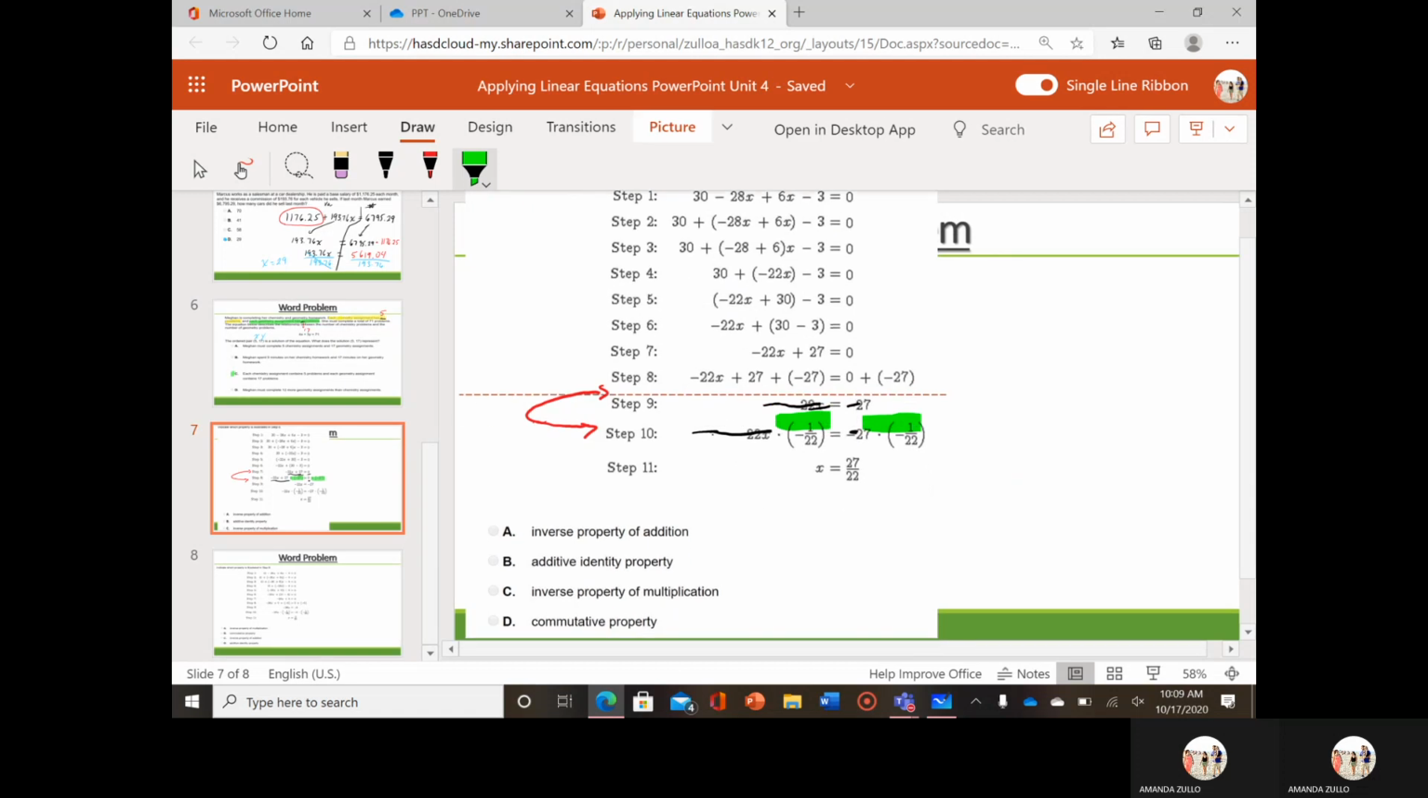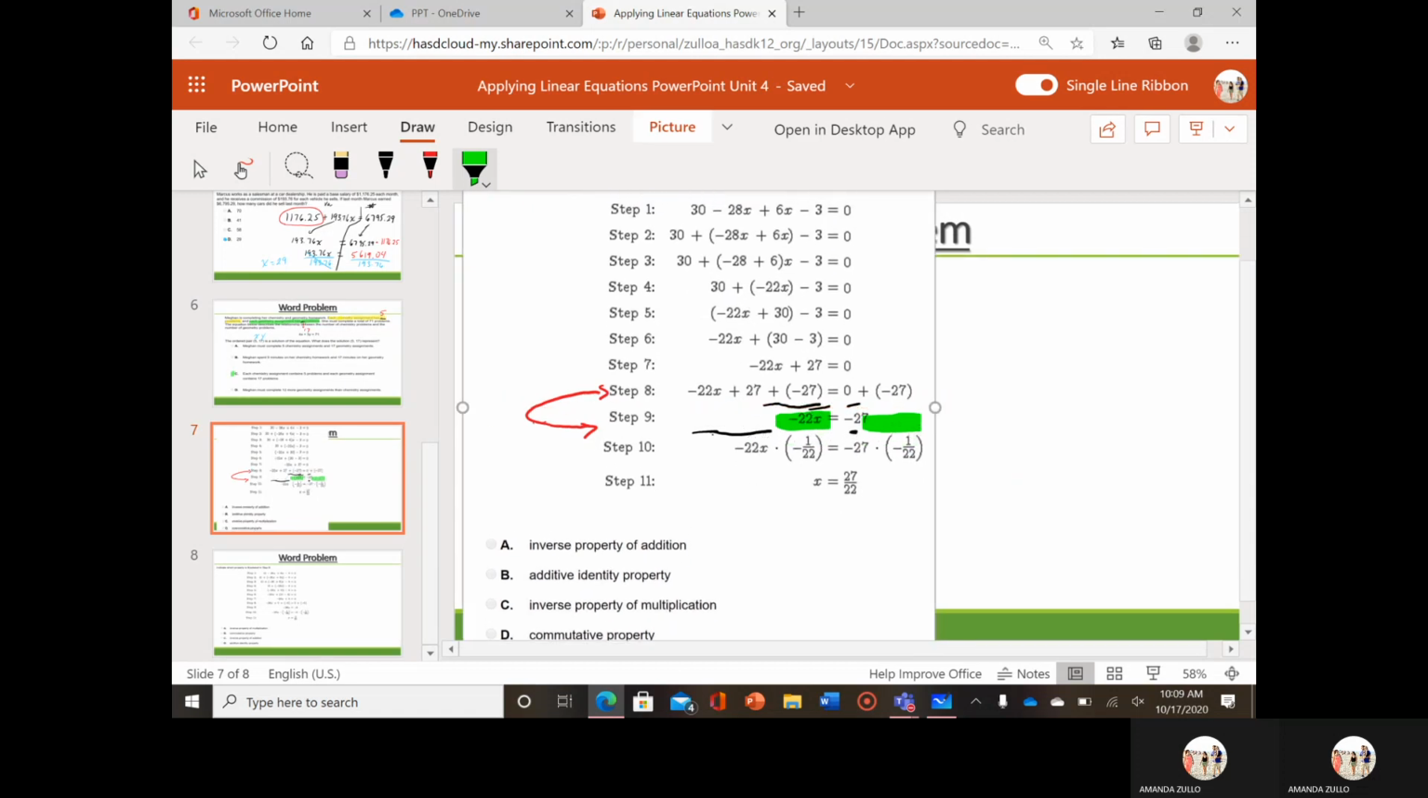So you're looking at this word here. It says inverse. It means opposite. Okay? So A says the inverse property of addition. So they're doing the opposite of addition. And that's kind of what it means. If you're adding the opposite, adding the negative, then that's what it is. So your answer here is A.